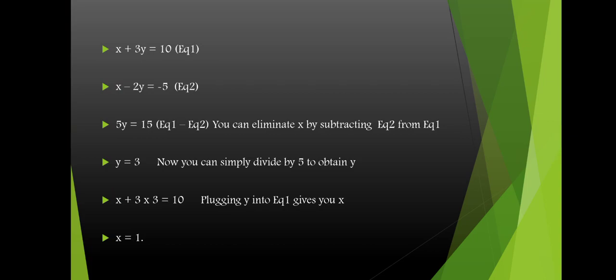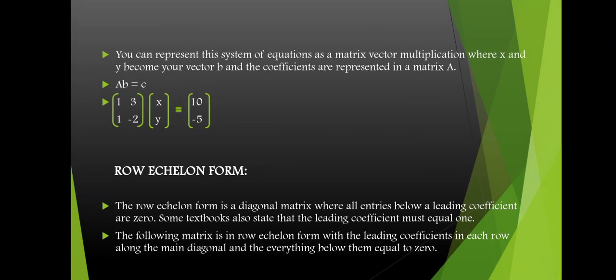x plus 3y is equal to 10 is our equation 1, whereas x minus 2y is equal to minus 5 is our second equation. Now 5y is equal to 15 when we do equation 1 minus equation 2. You can eliminate x by subtracting equation 2 from equation 1. Now by this we get y is equal to 3. You can simply divide by 5 to obtain y. x plus 3 into 3 is equal to 10. Plugging y into equation 1 gives you x. We get y as 3 and x as 1. y is equal to 3, x is equal to 1.